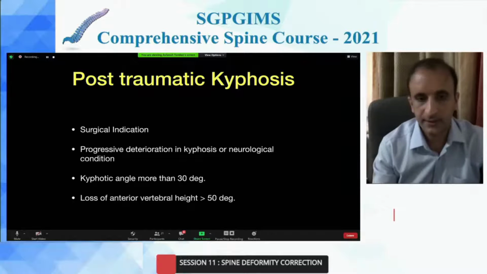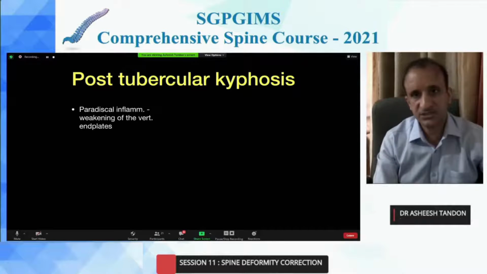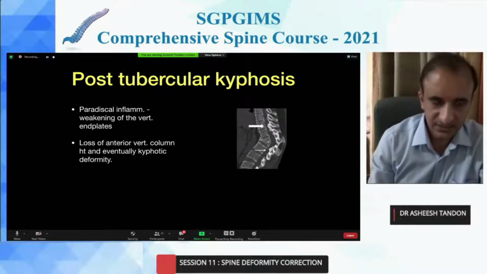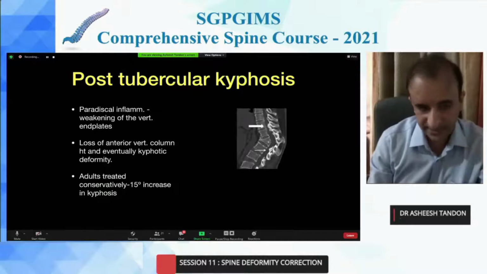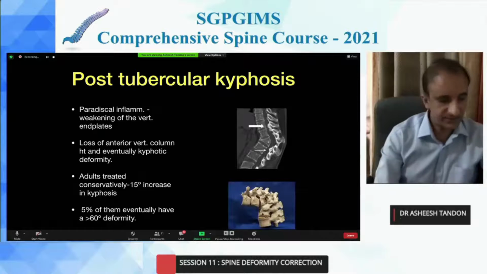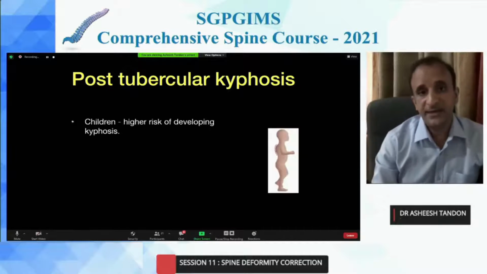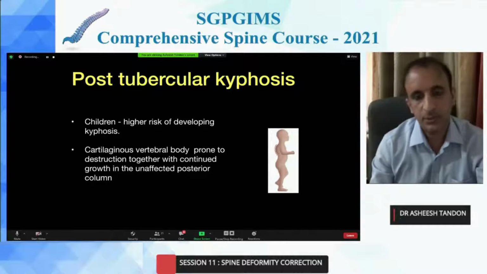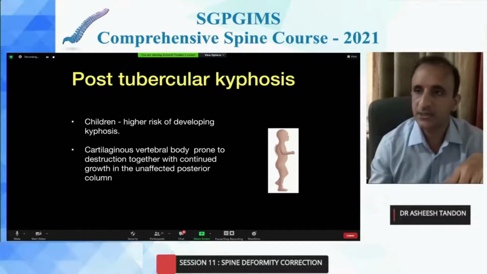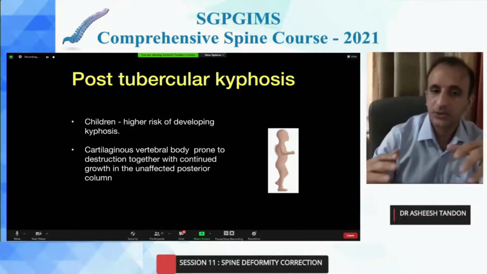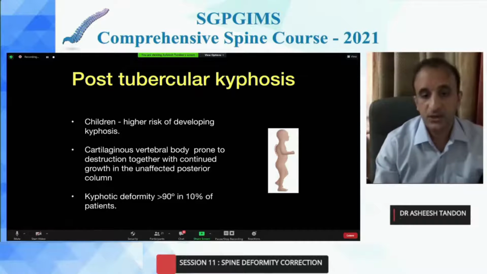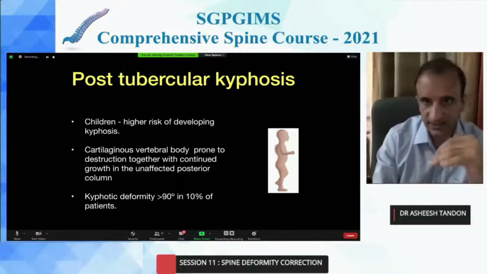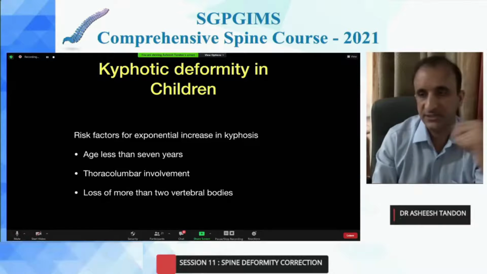As far as post-tubercular kyphosis is concerned, we know that there is paradiscal inflammation, which is the cause for loss of anterior vertebral column height, which eventually leads to the kyphotic deformity. In pediatric population, there is higher risk of kyphosis, the reason being the cartilaginous vertebral body is prone to destruction along with the continued growth of the unaffected posterior column. So both of these come together, and the incidence of kyphotic deformity of more than 90 degrees is in 10% of patients. So that's almost double the percentage in comparison to adults.